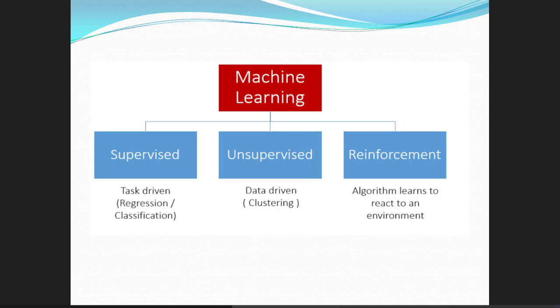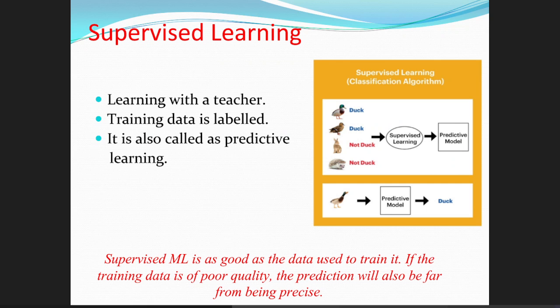So machine learning algorithms, as I told you, are classified into three broad categories. That is supervised learning, learning with a teacher. Whenever we have a labeled data set, we are working on supervised machine learning algorithms. Whenever we have a data set that is unlabeled, we use unsupervised machine learning algorithms. And whenever we work on problems in which we learn from the environment, with rewards and punishment, we use reinforcement learning algorithms. So these are the three categories: supervised, unsupervised, and reinforcement learning.